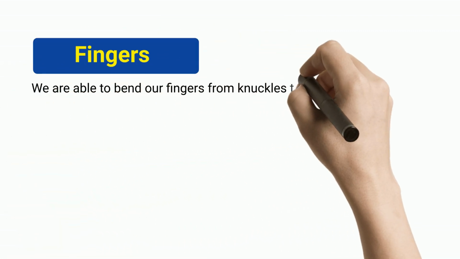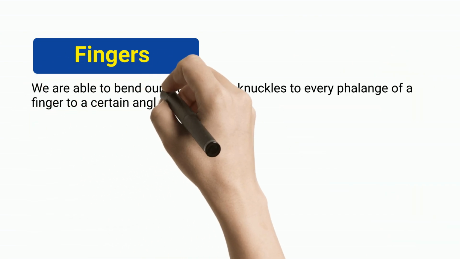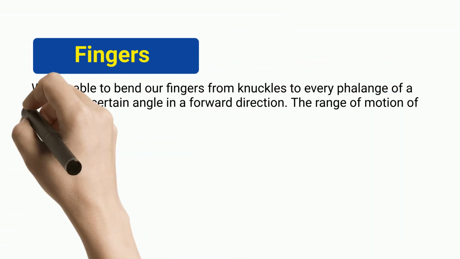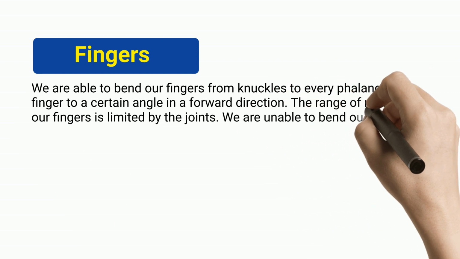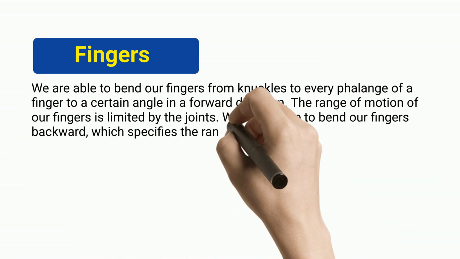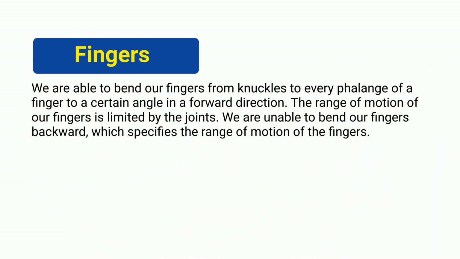Fingers. We are able to bend our fingers from knuckles to every phalange of a finger to a certain angle in a forward direction. The range of motion of our fingers is limited by the joints. We are unable to bend our fingers backward, which specifies the range of motion of the fingers.